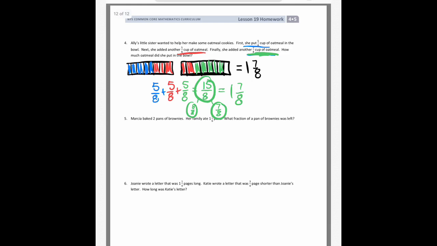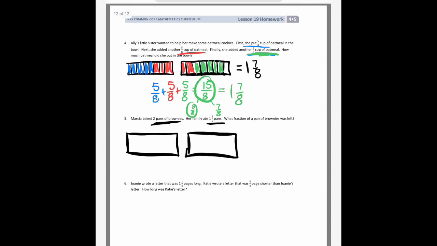All right, let's look at number 5. It says, Marcia baked 2 pans of brownies. Her family ate 1 5/6 pans. What fraction of a pan of brownies was left? So let's start off, let's just draw our 2 pans of brownies. So this is what she started with.